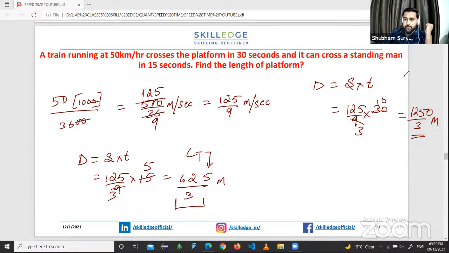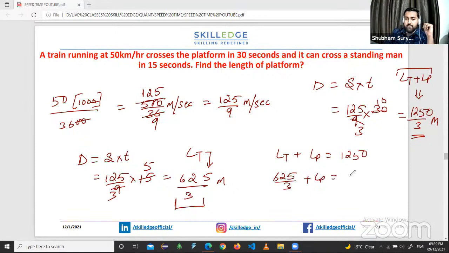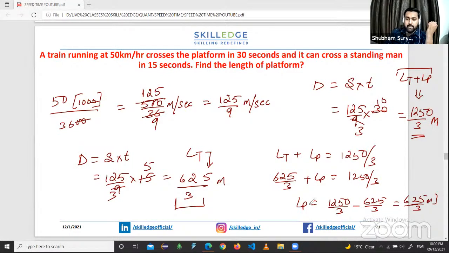This 1250 by 3 was the length of the train plus length of the platform. Why? Because it took 30 seconds to cross the platform. So I've been given length of the train plus length of the platform is equal to 1250 by 3. I've just figured out the length of the train is 625 by 3. You can write in terms of fractions, guys, it's better. Plus the length of the platform is equal to 1250 by 3 guys. So the length of the platform is 1250 by 3 minus 625 by 3. 625 is just double, so the answer will be half, so 625 by 3 meters. The length of the platform is going to be 625 by 3 meters guys. If you want you can represent it in decimal form, but even this is sufficient.